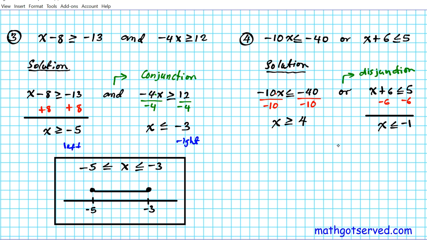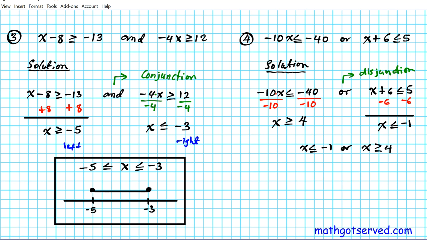So can we combine these two inequalities? That's the question. The answer is absolutely not. Why not? Well, because this is a disjunction. This is an or inequality. So our final answer is going to be x is less than or equal to -1, or x is greater than or equal to 4.